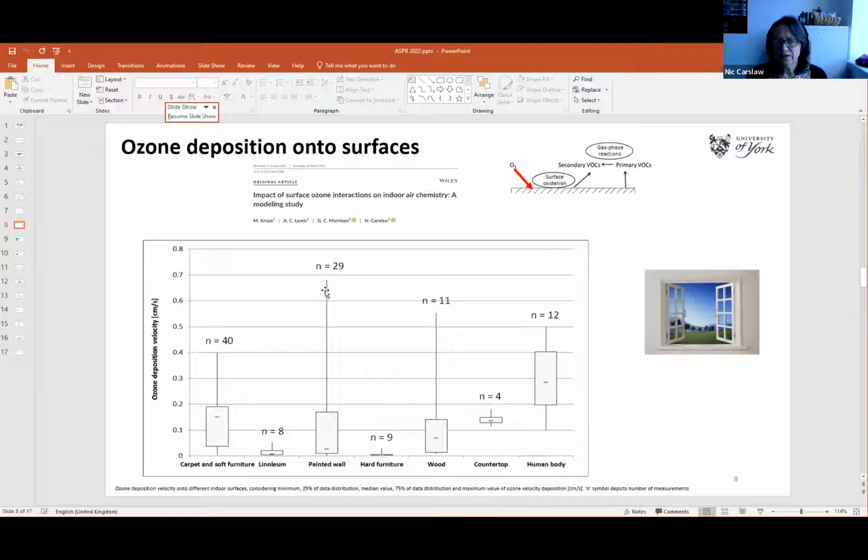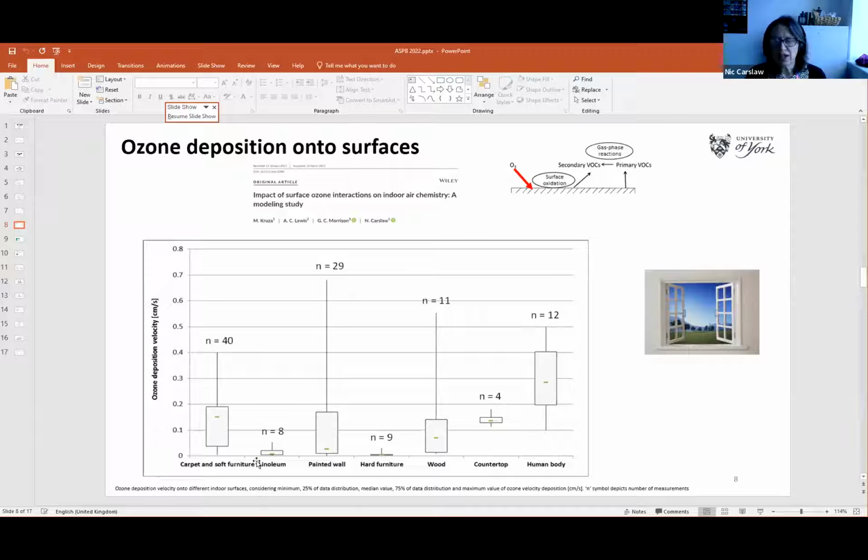So you can see for some of these surfaces, we've got a reasonable number of measurements, so 29 on walls, 40 on carpets, but for some of them, like countertops, we've got very few measurements. So a lot of scatter. But you can see some trends. So for instance, we know that ozone really likes to stick to carpets. The reason for that is that carpet has lots of fibers, and ozone can get inside and around all those fibers, and it sticks very effectively.